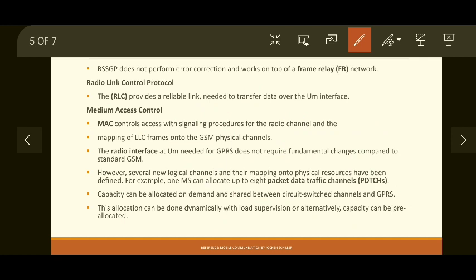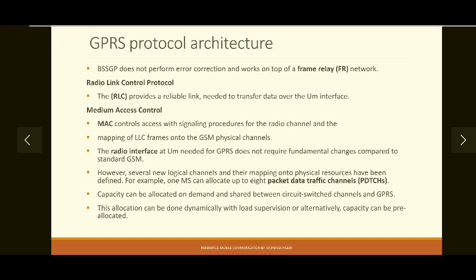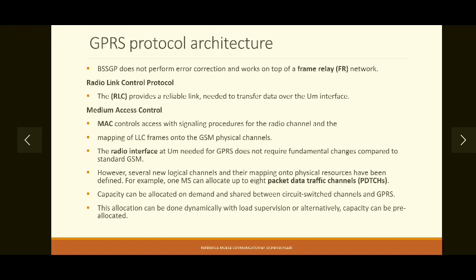MS can be allocated up to 8 packet data traffic channels in UMTS, whereas in GSM, each user will be allocated a single traffic channel. Okay. Also, capacity can be allocated on demand basis. We have seen GPRS, one of the features is that it has an always-on characteristic. Always on means it can be allocated on demand and kept as it is, and it can also be shared because we are using packet switching, and circuit switching channels can also be shared in this case. So capacity can be improved in the case of UMTS.